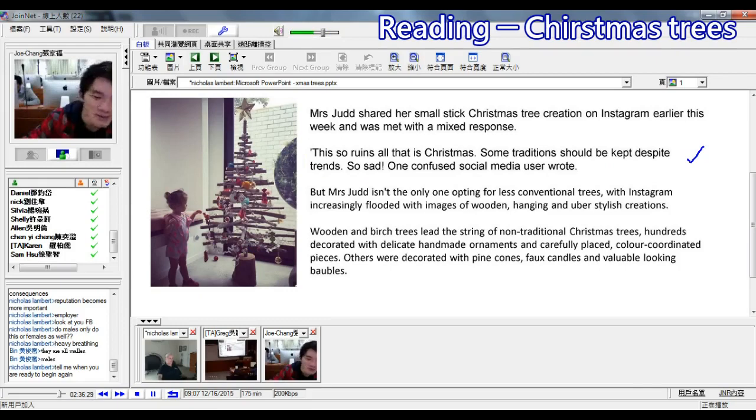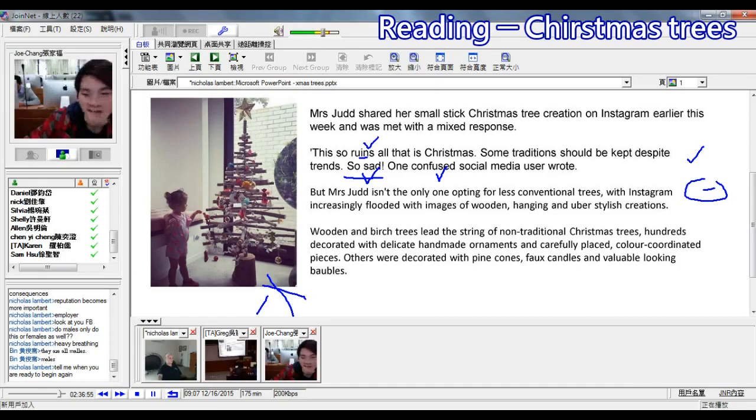Correct. Why? How do you know? Because the word "so sad," and "confused," the social media user who wrote it. Correct. So the negative words, ruined, so sad, confused, all those mean negative. What do you think of it?